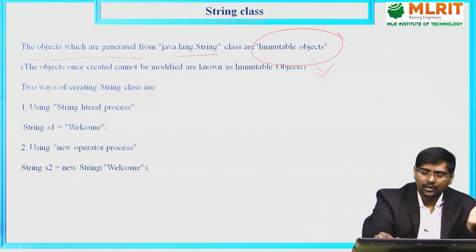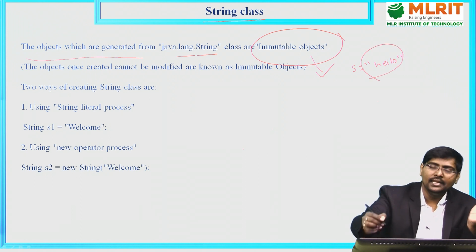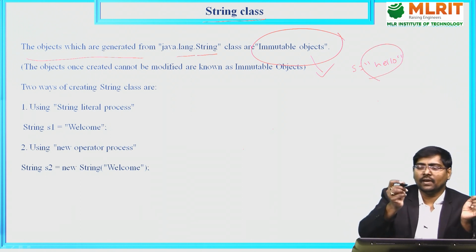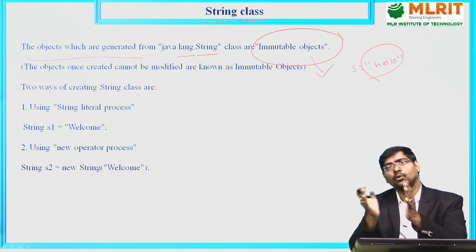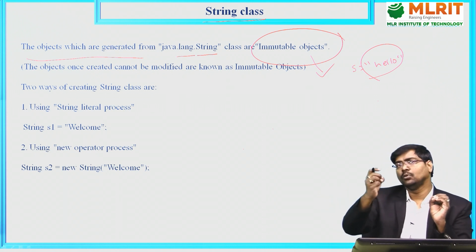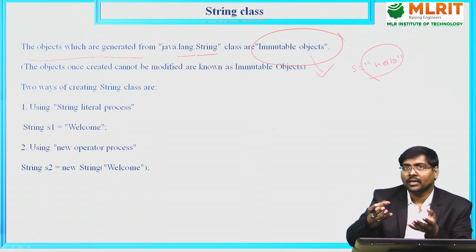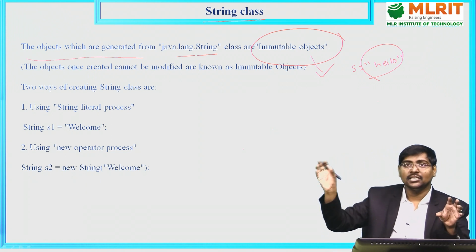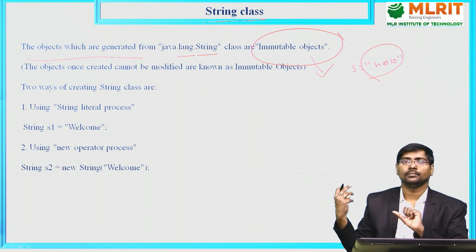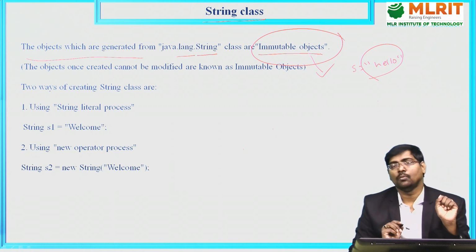For example, if I create a string s is equal to hello, it is not possible to change the value at 0 position or at 1 position, or to append some value, or to delete some value. If you do some modification, it destroys the existing memory and creates a new memory with another name. So immutable means not possible to modify.